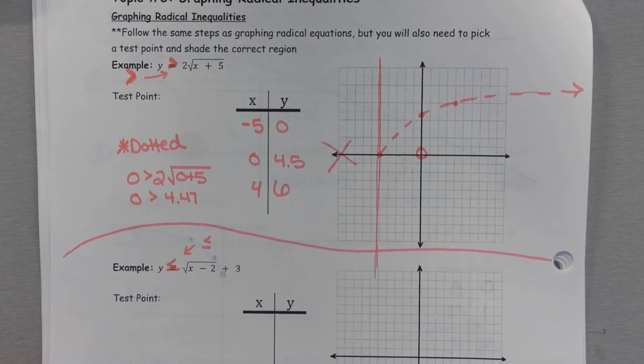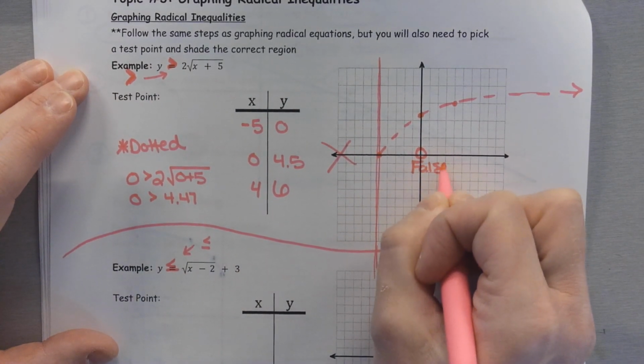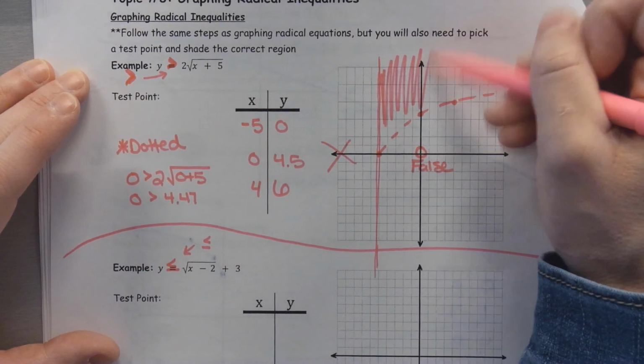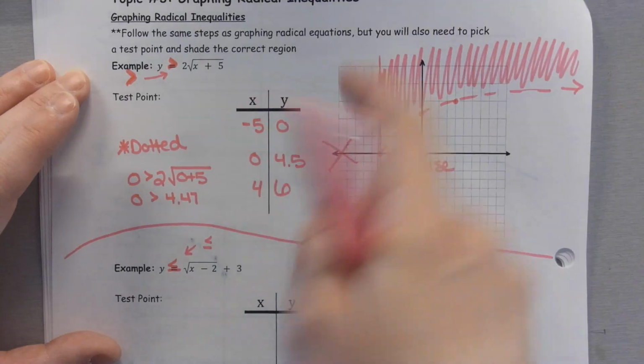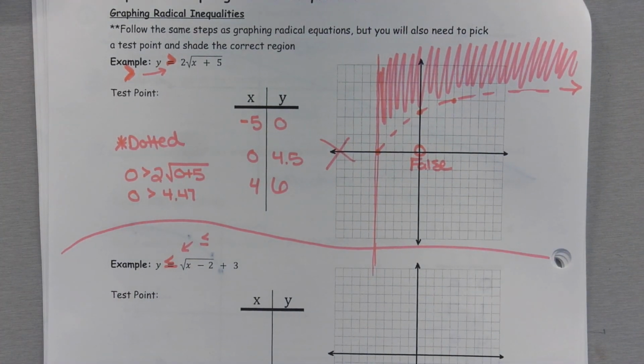Is that true? 0 is bigger than 4.47? No. This was false. So am I going to shade where it is if it's false? No, I'm going to shade up top. And again, I'm not going to shade past that line. So you can draw that line in so you've got kind of that barrier so you remember, okay, don't shade past it.